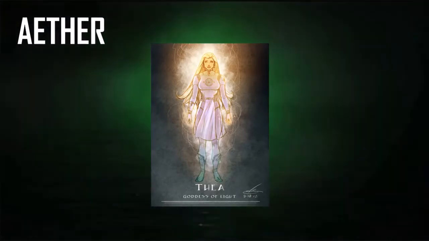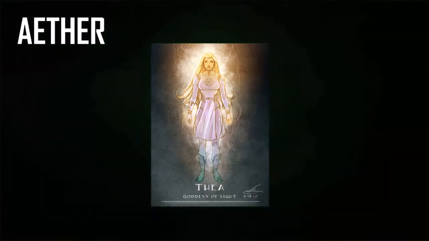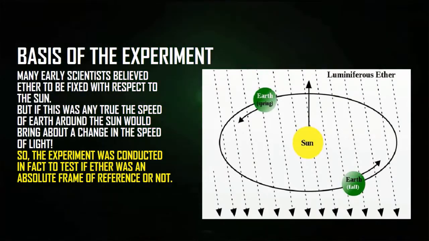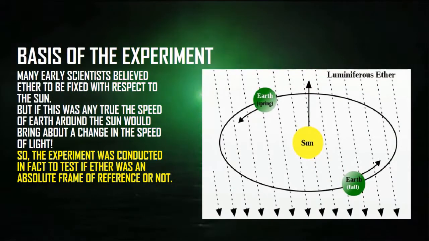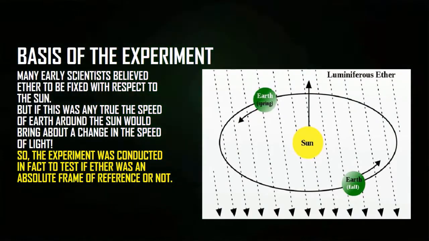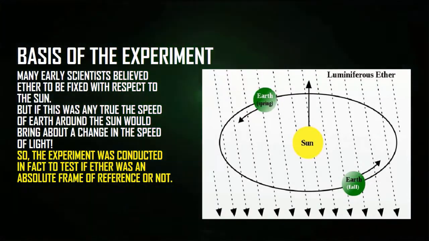Michelson and Morley created this experiment to try and prove the theory that ether existed. They did this with a device called the interferometer. The basis of this experiment was that many early scientists believed ether to be fixed with respect to the sun. But if this was true, the speed of Earth around the sun would bring about a change in the speed of light. So, the experiment was conducted in fact to test if ether was an absolute frame of reference or not.